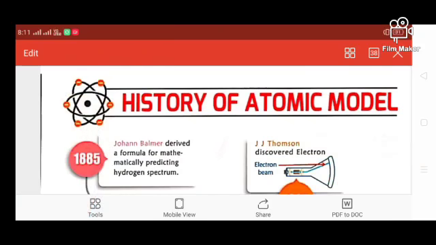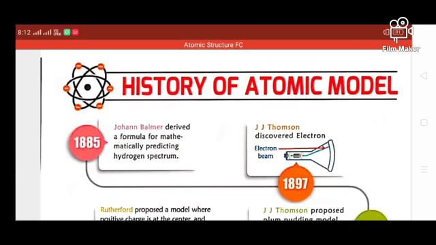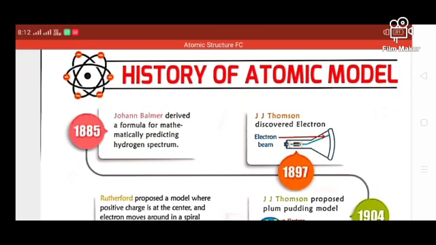So today I am going to discuss a topic regarding the history of the atomic model. What is the history of the atomic model and what is the atomic model? First thing is that we all know that the atom is the smallest particle of every element. And how the atom was actually discovered, this is the history of the atomic model. And what was the basic criteria at that time to be an atom? This is what I am going to discuss.